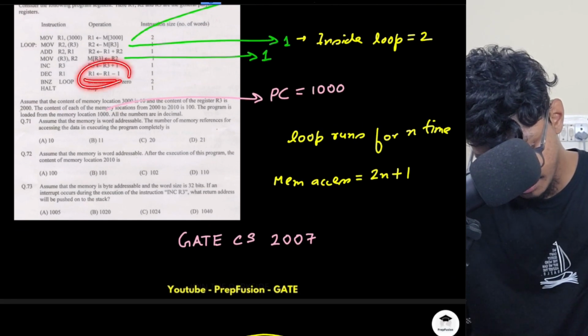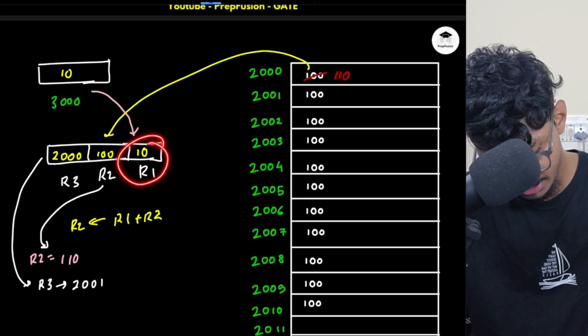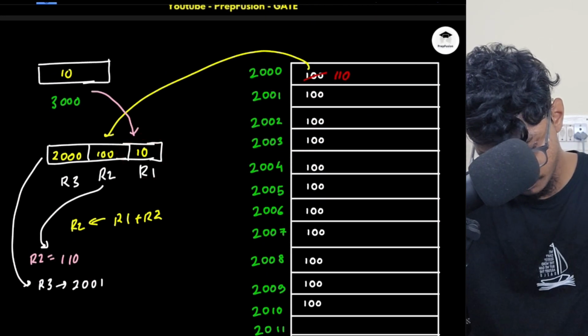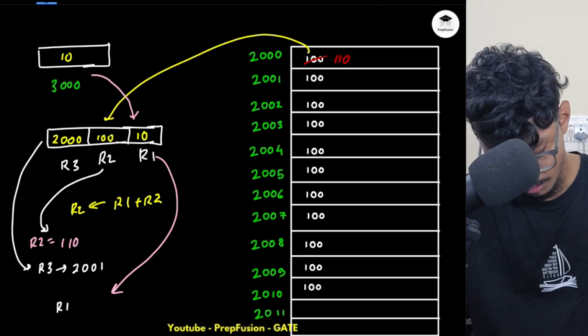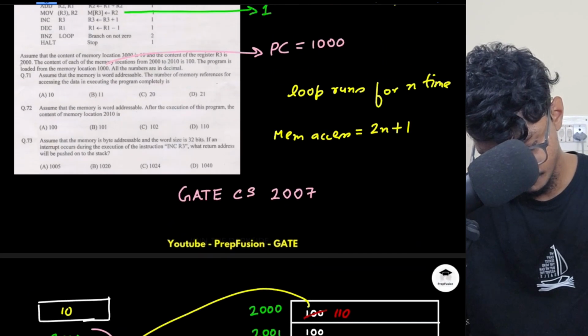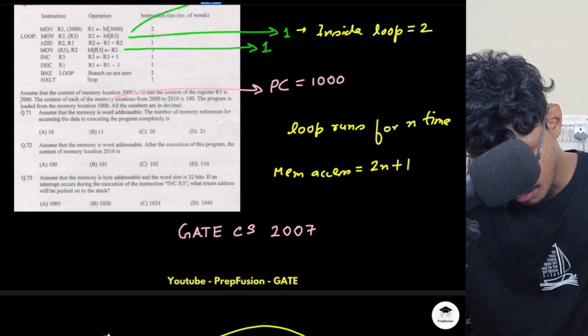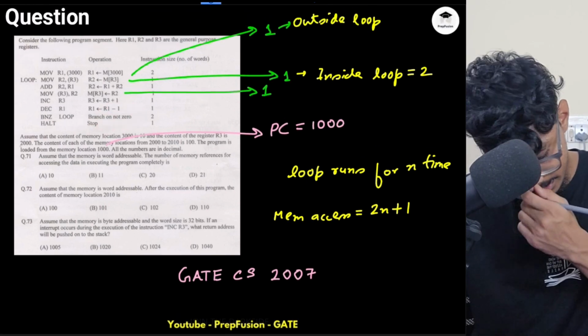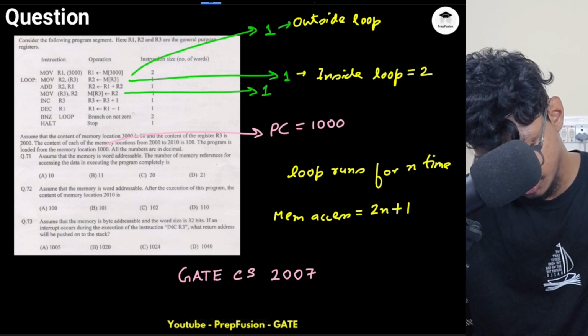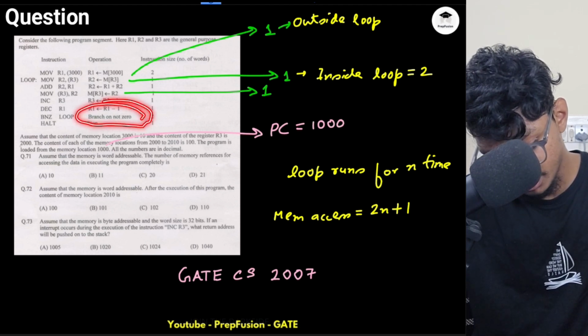Next I am decrementing my R1 by 1. So R1 will be decremented by 1, and R1 will become 9. Now what are they checking? Branch on not 0. Here, they should have actually explained what this means.